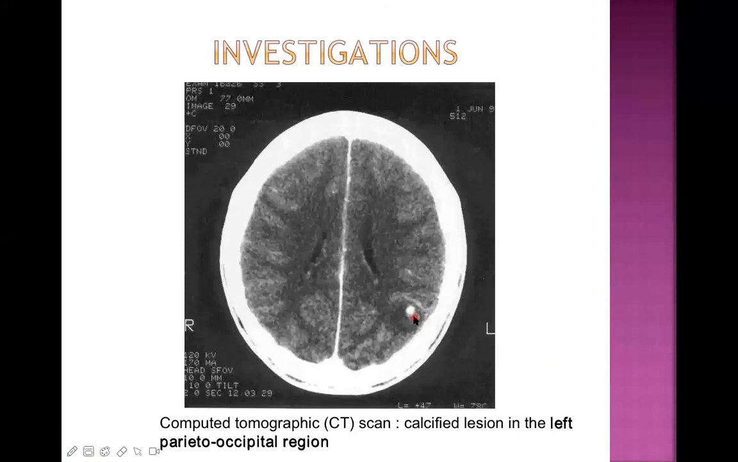Another one, see here. Now I cannot see any other structure here. So it looks like a calcified lesion. A calcified lesion looks very bright white, both on X-ray as well as CT. So this is a calcified spot now. Okay, this is one of the manifestations in CT.